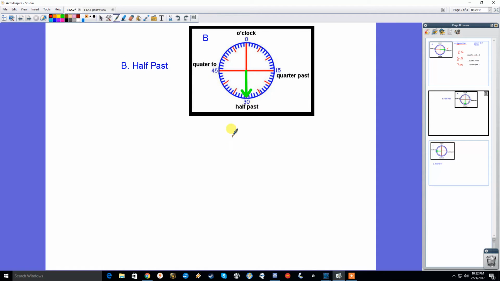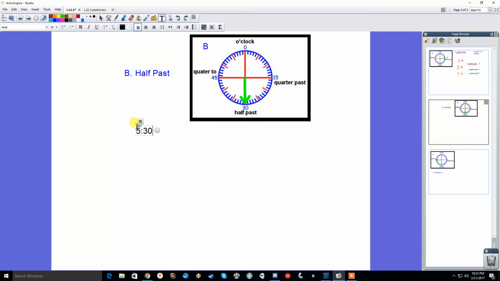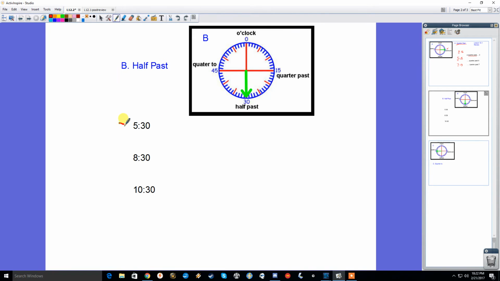Next one. Now we have half past. This means the long hand is pointing straight down. So let's pretend the time is 5:30, 8:30, and 10:30. So for this guy, we would say 5:30 would be half past 5.